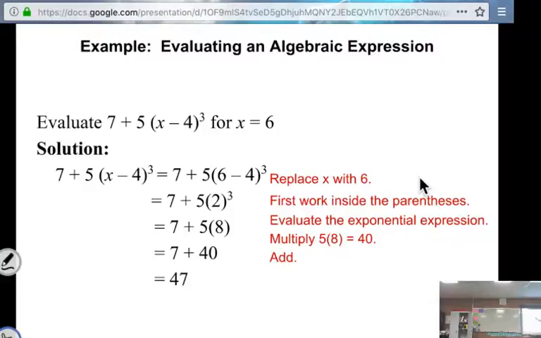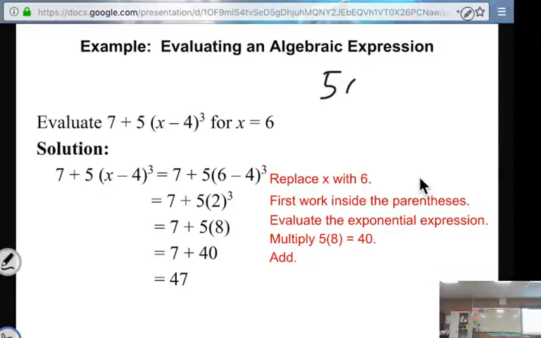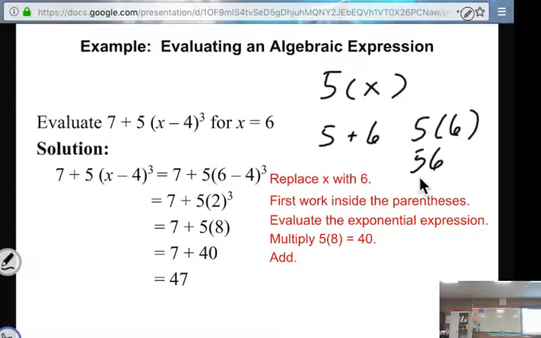Anyhow, with this, when you plug in something for x, put it in parentheses. Save yourself a lot of heartburn down the road. It's a great habit. Because if I have 5x and I have 6 for x, was it 5 plus 6? Is it 5 times 6? Is it 56? Putting in those parentheses will save me from a lot of heartache. Because here, this is multiplication.